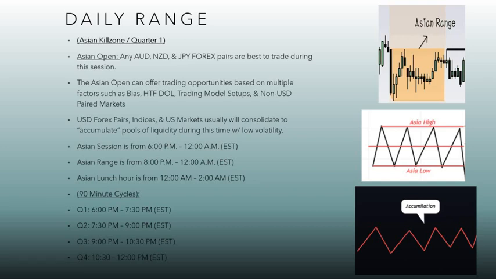Okay? So the cycles go like this. Quarter 1 is 6 o'clock p.m. to 7:30 p.m. Quarter 2 is 7:30 p.m. to 9 o'clock p.m. Quarter 3 is 9 o'clock p.m. to 10:30 p.m. And quarter 4 is 10:30 p.m. to 12 a.m. Okay? And make sure you guys write all of this down. So, usually if we're speaking on an indice or a US dollar forex pair, Asian session will usually be your accumulation phase. So remember the power of 3: accumulation, manipulation, distribution. Asian session will usually be your accumulation phase.